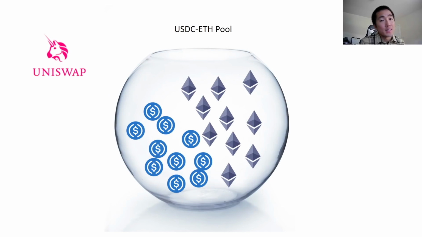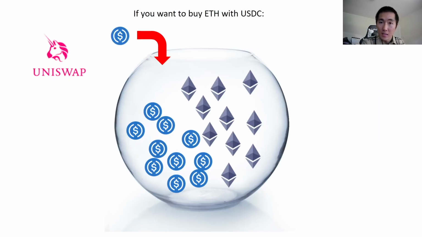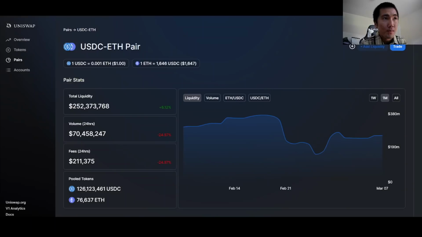An analogy I like to use is thinking of these liquidity pools as fish pools, right? And these fish pools are LP pools where there's a 50-50 ratio of two assets in equal dollar amounts, right? So there's the same amount of ETH and the same amount of USDC. And if you want to buy ETH with USDC, you essentially throw USDC into the pool and pull out ETH on the other side.